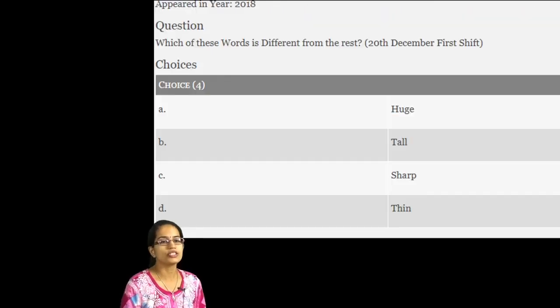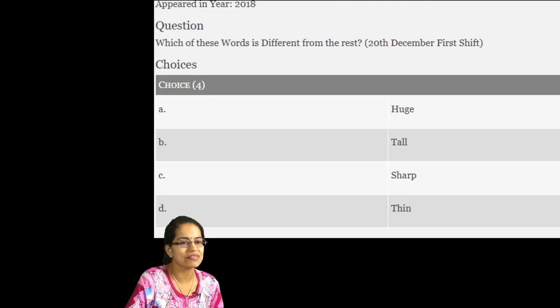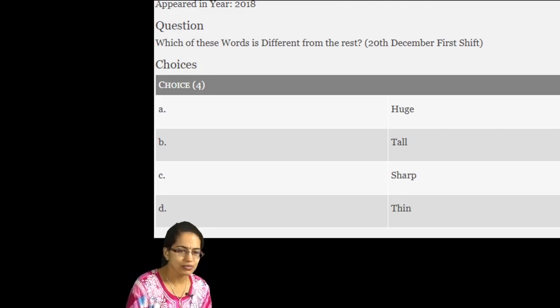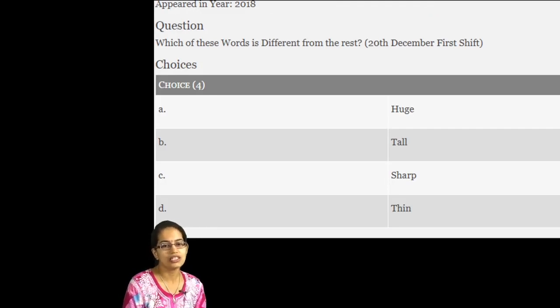Clear? The next question is a very interesting question. In December 2018 this was a question: huge, tall, sharp and thin. Now a lot of you had a doubt, none of those seem related. How would I say one is different?